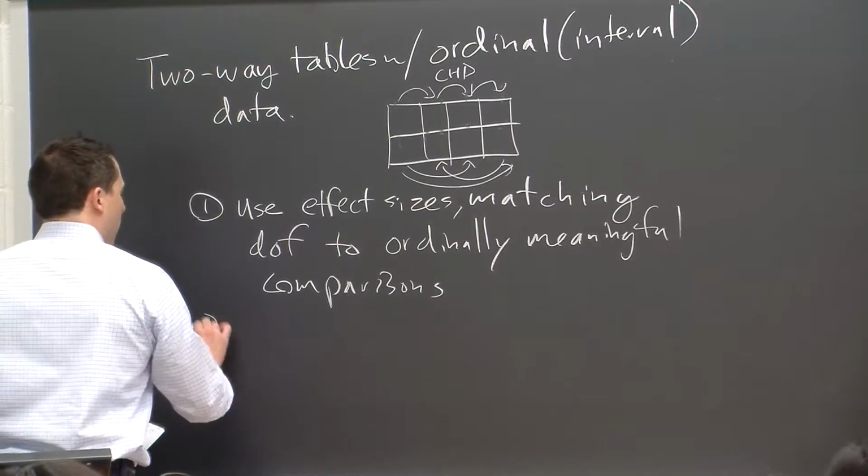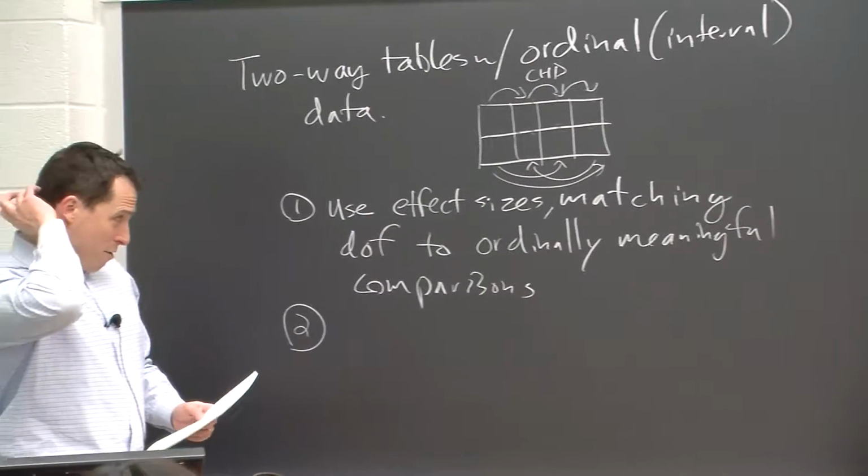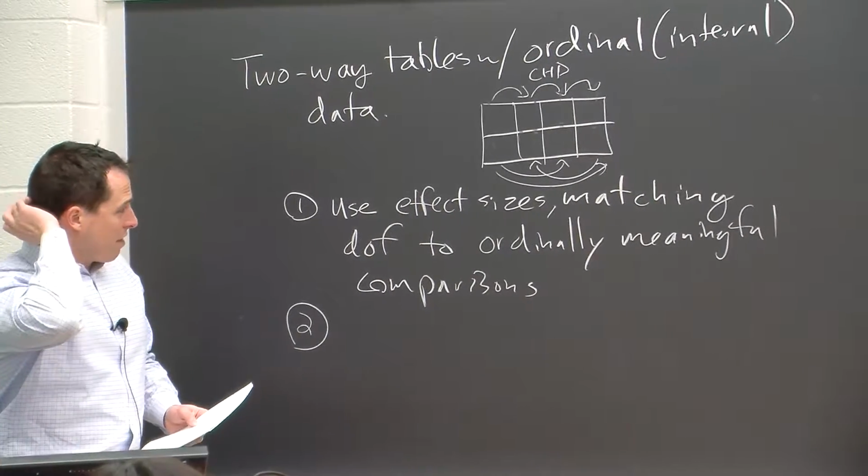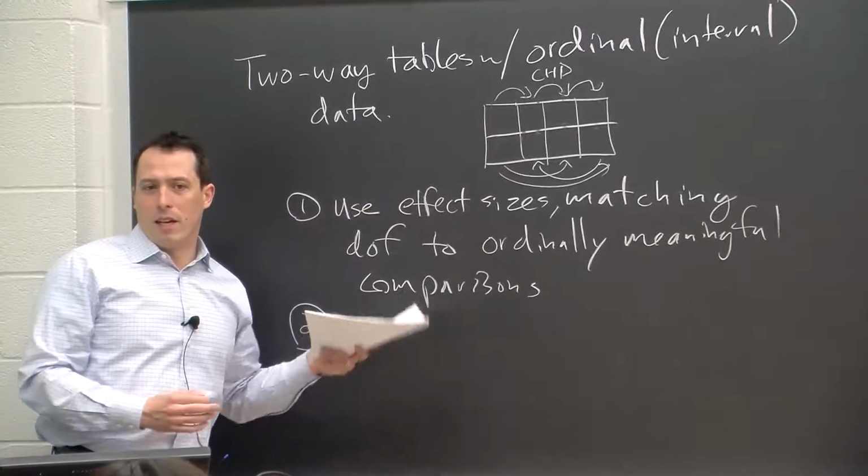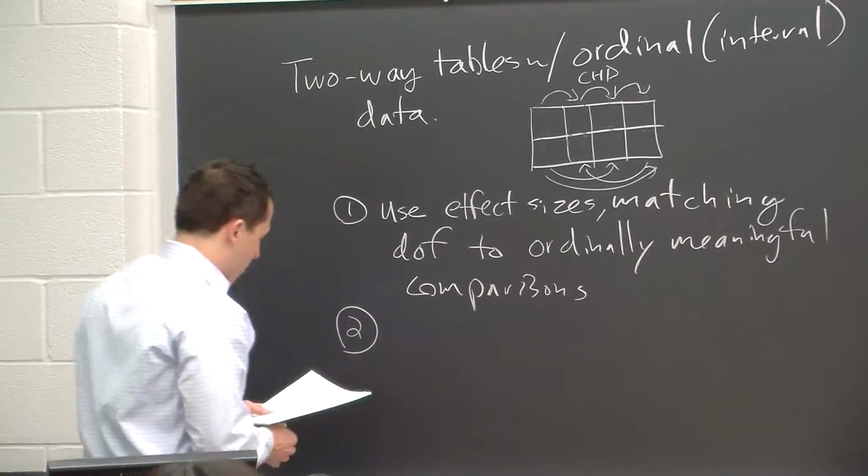But that's not inherently ordinal in the sense that our measures of significance won't be any better than if we knew nothing about the columns, right? It just tells us that we've represented it.